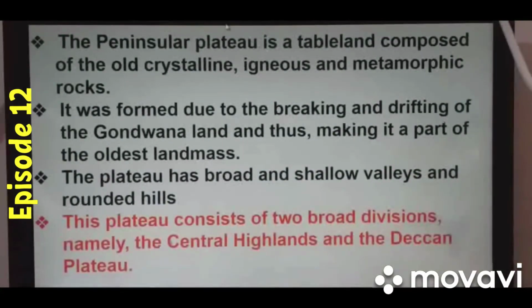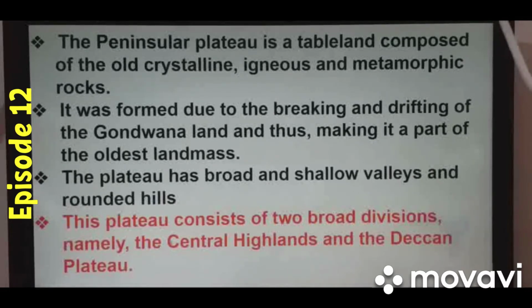Now, the plateau is a tableland. This is the meaning of the plateau: an elevated tableland type of landform. It has a minimum height of 400 from mean sea level. A landform above 400 from mean sea level is counted as a plateau.